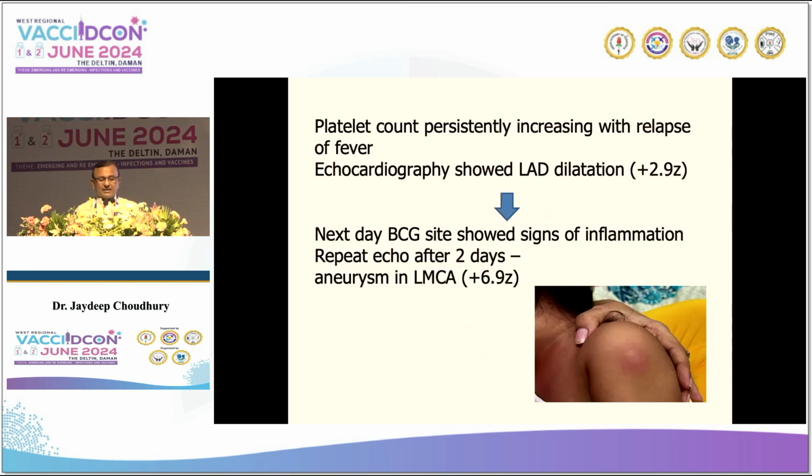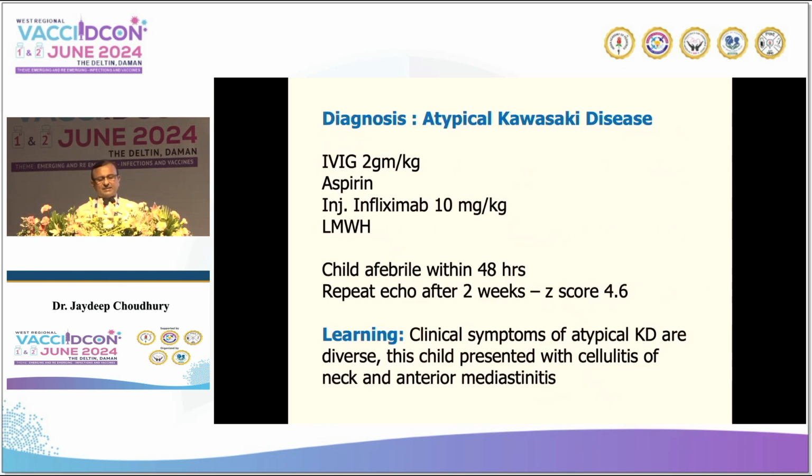So what are we dealing with? Now platelet count persistently increased. At this point of time, we are often Kawasaki minded. So echo was also done and it showed LAD dilatation, and at this point there was inflammation at the site of BCG also, and so it was a case of atypical Kawasaki disease, required IVIG, infliximab, also low molecular weight heparin. After 2 weeks the child stabilized, but the learning is that clinical symptoms of atypical KD are often diverse. Though this child presented with cellulitis of neck and anterior mediastinitis, ultimately it turned out to be KD and responded well.